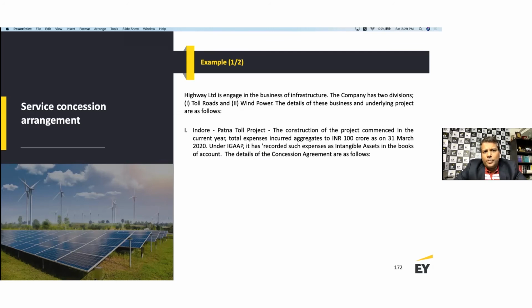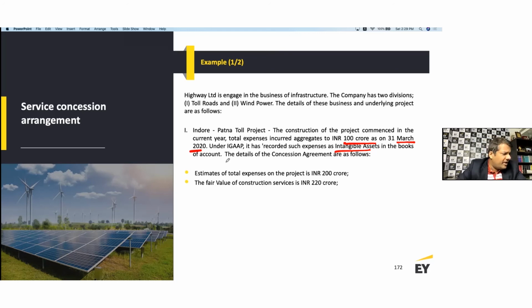The Indore and Patna toll project: the construction of the project commenced in the current year, and total expenses incurred aggregate to INR 100 crore on 31st of March 2020. Under IGAAP, it has recorded such expenses as intangible asset in the books of account. The details of the concession arrangements are as follows. Estimate of total expenses on the project is 200 crores. The fair value of the construction services is 220 crores. The cash flow guaranteed by the government under the concession agreement is 400 crores.